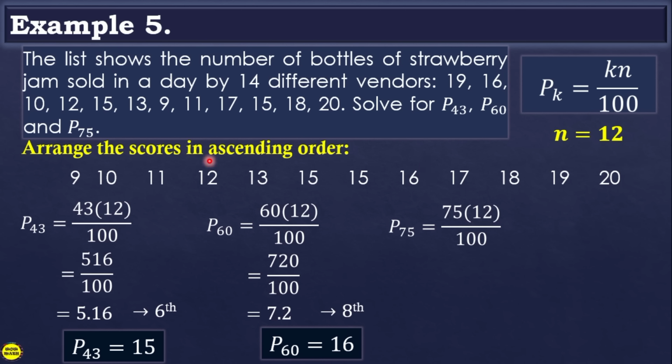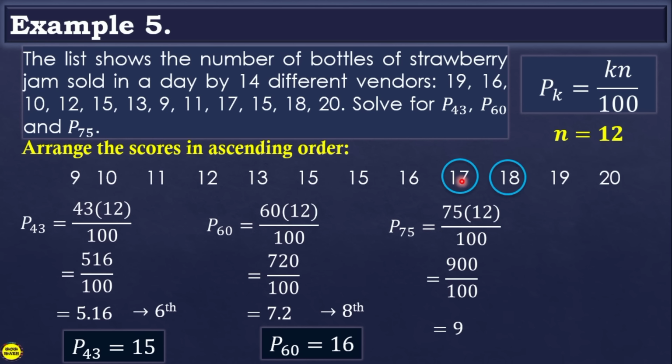Last is the 75th percentile. So 75 times 12 divided by 100. So 75 times 12 is 900. 900 divided by 100, the answer is 9. Since whole number yung na-compute natin, ibig sabihin, ang 75th percentile natin ay nasa pagitan or halfway. Kunin natin yung halfway between yung 9th and 10th position dito sa scores natin.